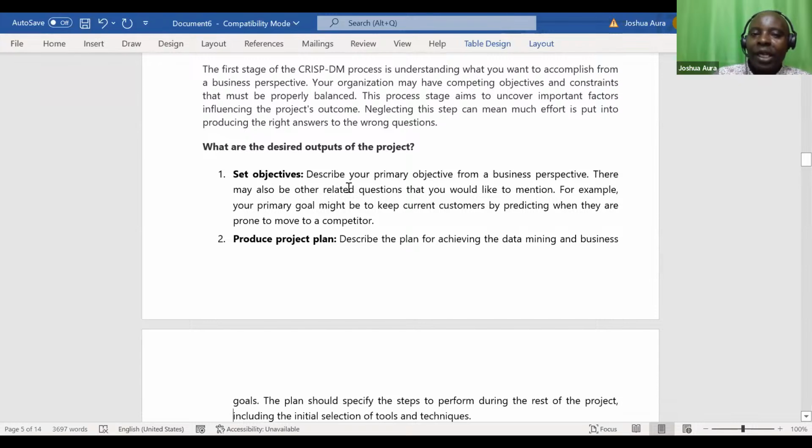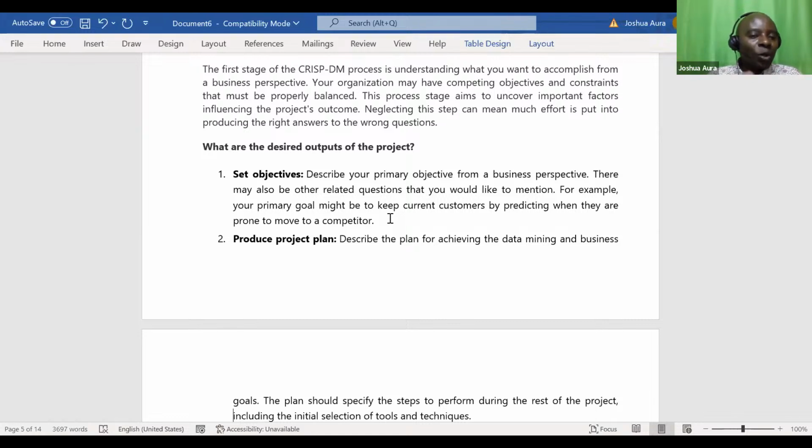Set objectives. Describe your primary objective from a business perspective. I would want, in this case here, for example, to analyze data for IBC for purposes of this and this. There may also be other related questions that you would like to mention. For example, your primary goal might be to keep current customers by predicting when they are prone to move to a competitor. Like now, some of you may be moving to a competitor.